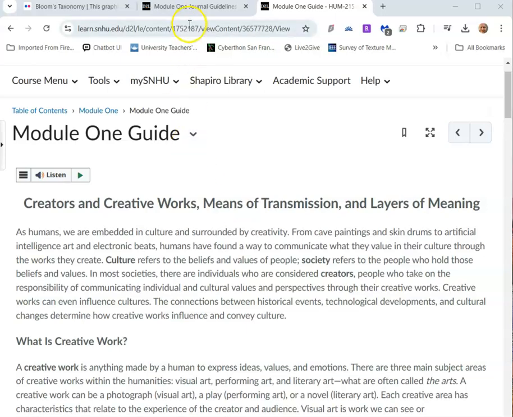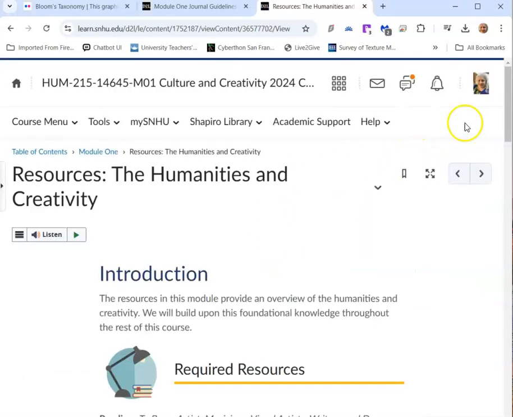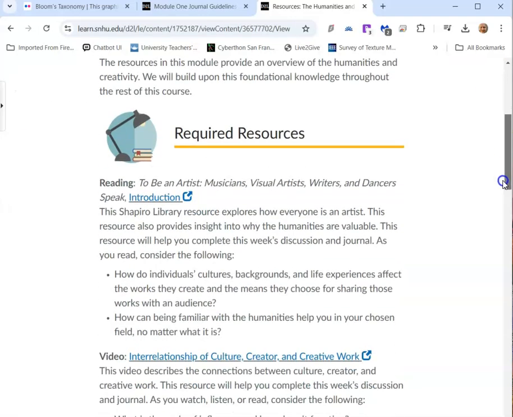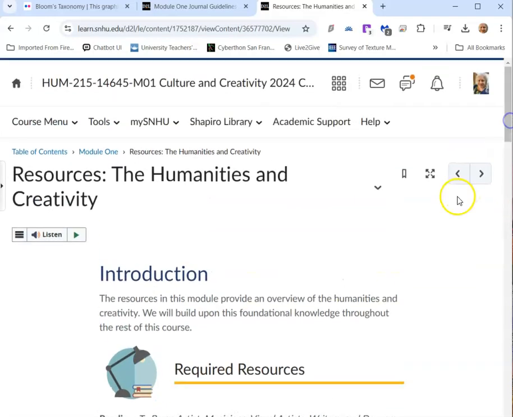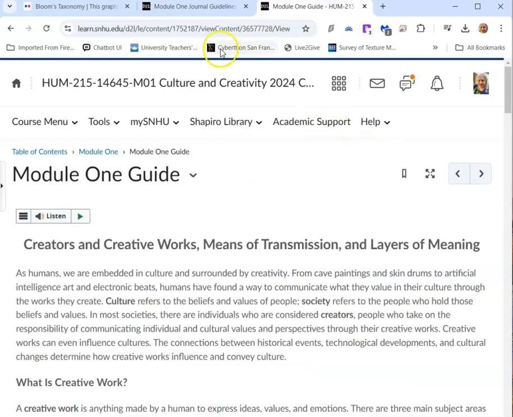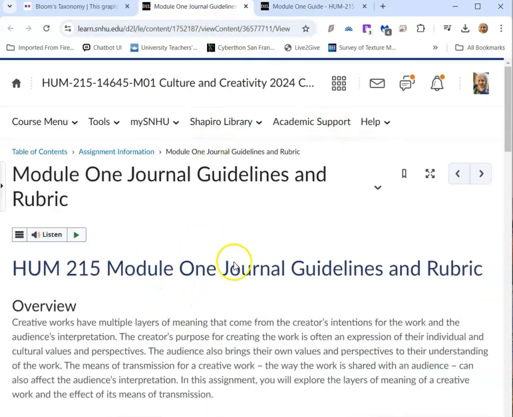Okay, so here's the basic idea of how this goes. You read your Module 1 guide, you then look through all of the resources and read through those about what it means to be in a culture as a creator making art. Okay. Let's think, though, about how that then moves into your Module 1 assignment.